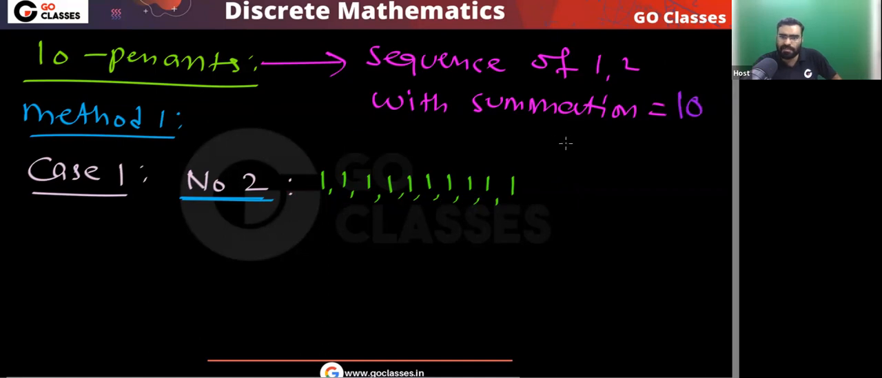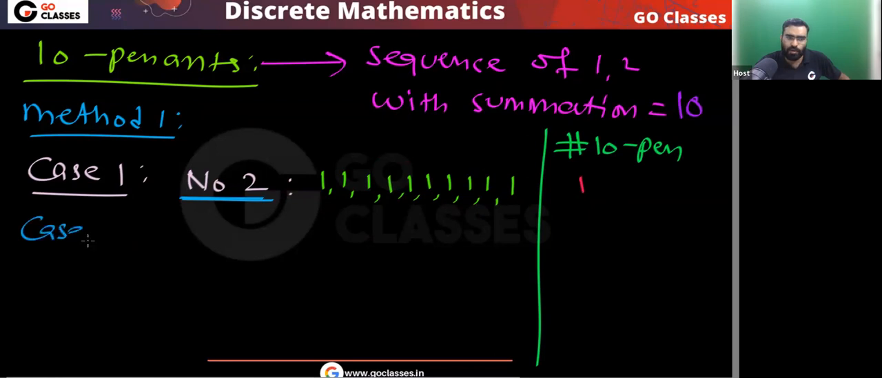So how many ways are there? How many 10 pennants can you create in this way? Only 1. This is the only 10 pennant you can create, using all the ones. So in this case it is only 1.